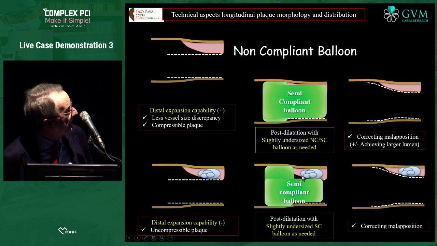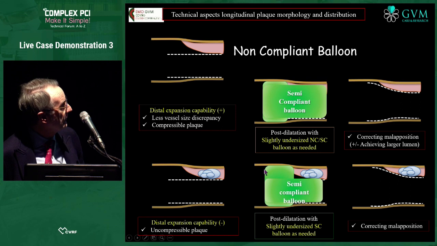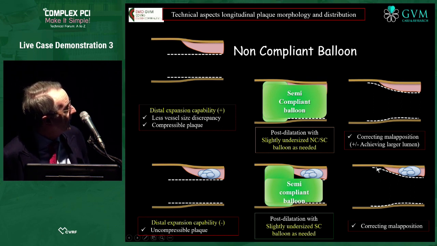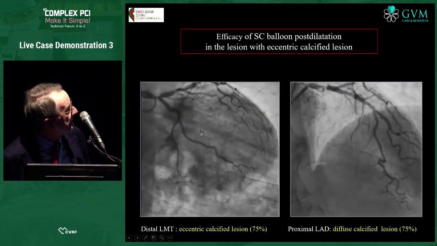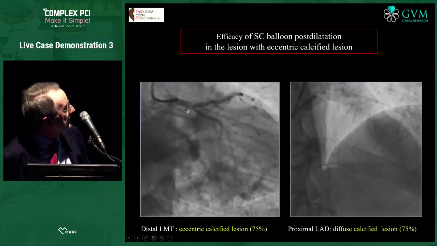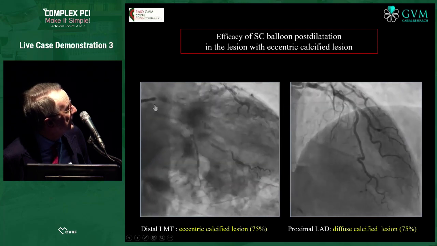where the calcium is not present. Here you see a calcium, you cannot break this nodule, but at least with a semi-compliant balloon, you follow the morphology of the vessel and you can fully oppose the stent. Of course, it will be ideal if you can break this calcium, but sometimes this is not possible. So I would not take away from the armamentarium a semi-compliant balloon, which is sometimes an option to better expand the stent.